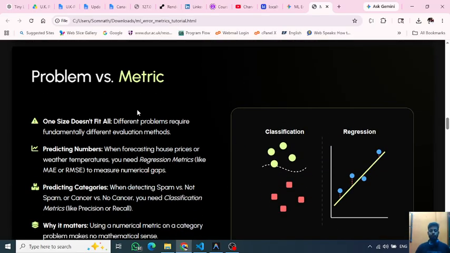Now, the problem versus metric. Here I am going to discuss when to use what type of metric. Different problems require fundamentally different evaluation methods. It's quite logical, right? For example, for predicting numbers, like forecasting house prices or weather temperature, you need regression metrics like MAE or RMSE to measure the numerical gap.